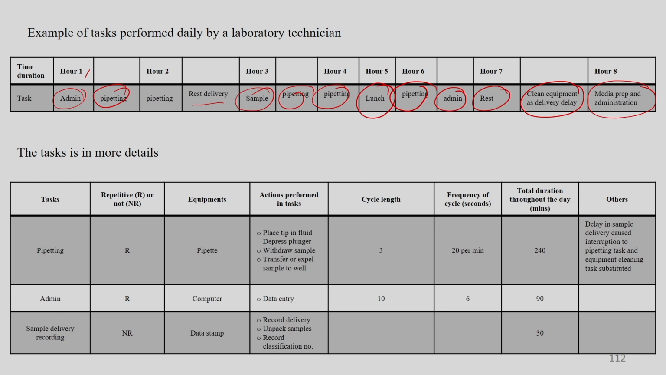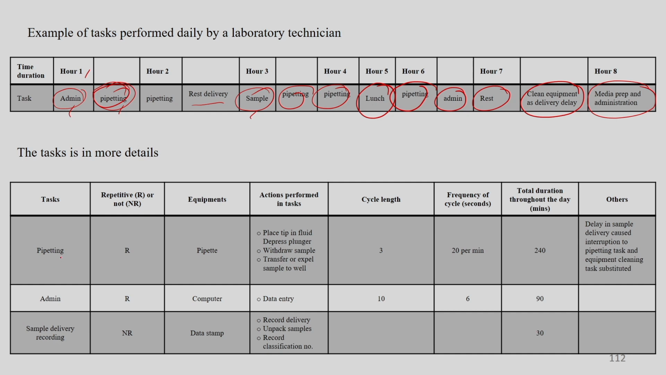Now once you see there are so many jobs, one major activity is admin and pipetting, right. In some cases sample collection as well. So pipetting is the major job that you find while doing the whole-day analysis. Now let us go to the next step. The task has to be found in more detail.